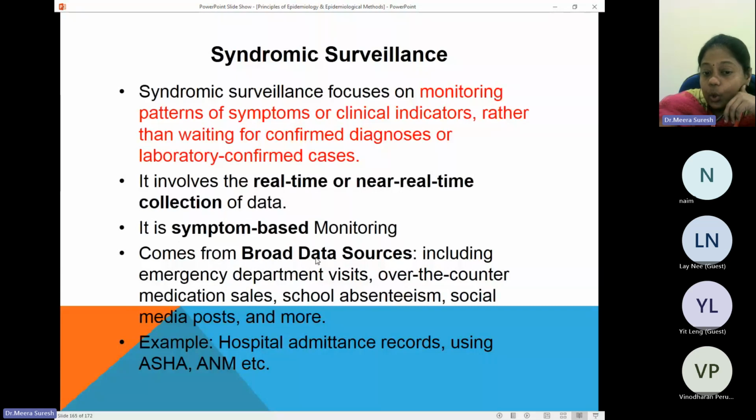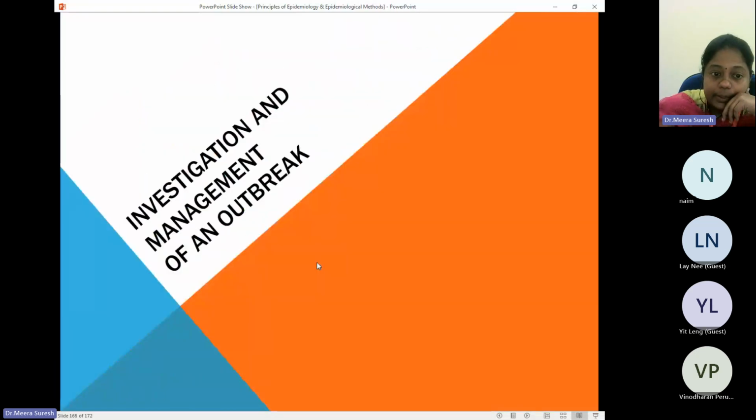And it draws on broad data sources, like the emergency department and over-the-counter medication sales. So you can get the information even from the pharmacist, school absenteeism, and social media posts. Some people report about some cases in their area. So from various sources we can do this syndromic surveillance, and it is not based on any confirmatory lab investigation final report, but on the symptoms, and then they can take ready action. So this is about the 3 types of surveillance.